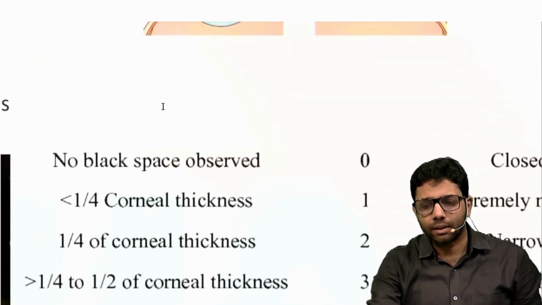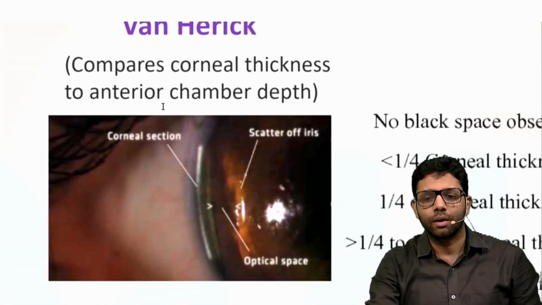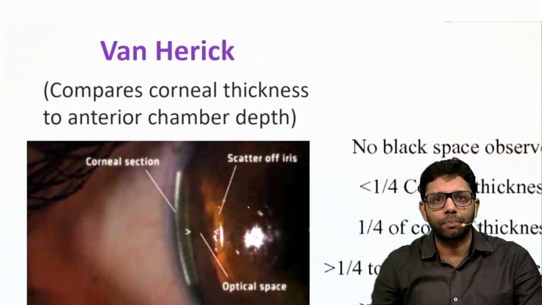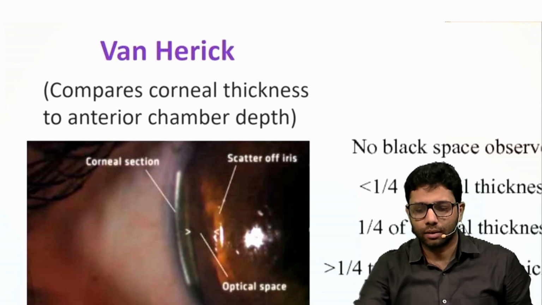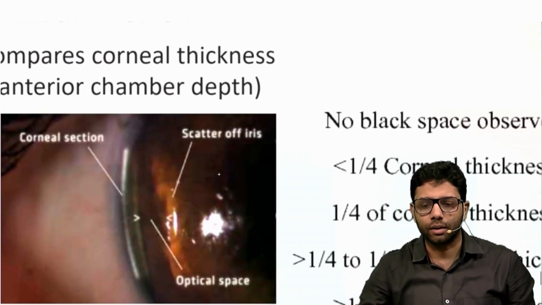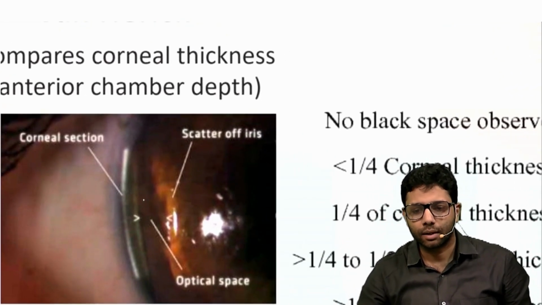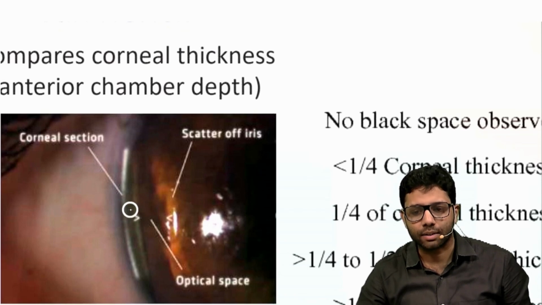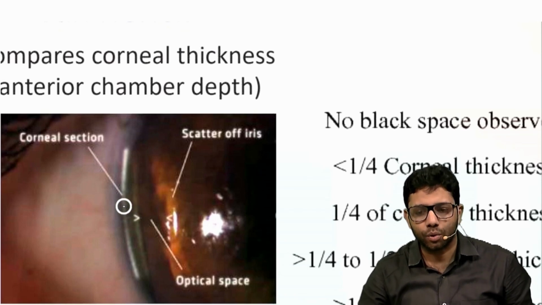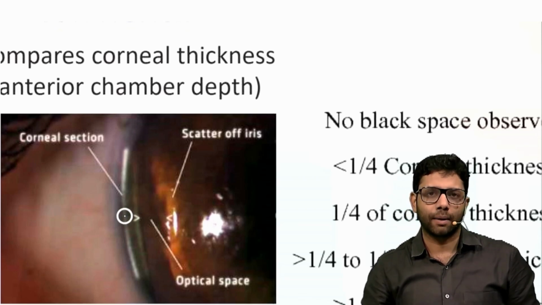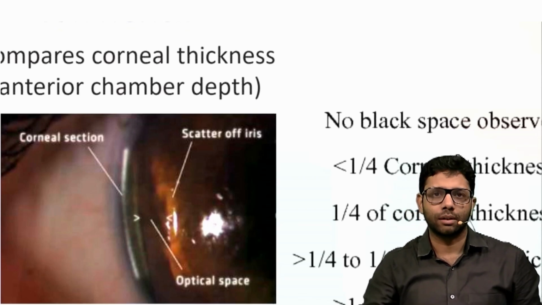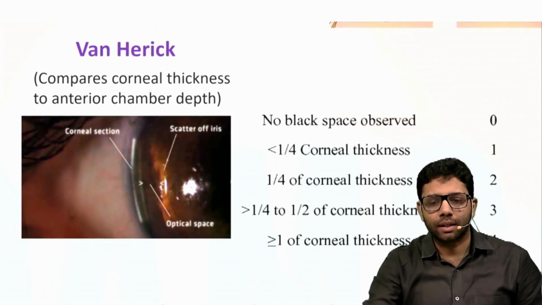And there is another clinical method to know on the slit lamp, the Van Herick method, to compare. See this, a very high magnification. This is the slit at the level of the cornea. This is at the level of the iris, and this is the anterior chamber. So you measure the thickness of the cornea with the anterior chamber depth at the periphery on the slit lamp. That is the Van Herick method. It compares the thickness with the anterior chamber depth.